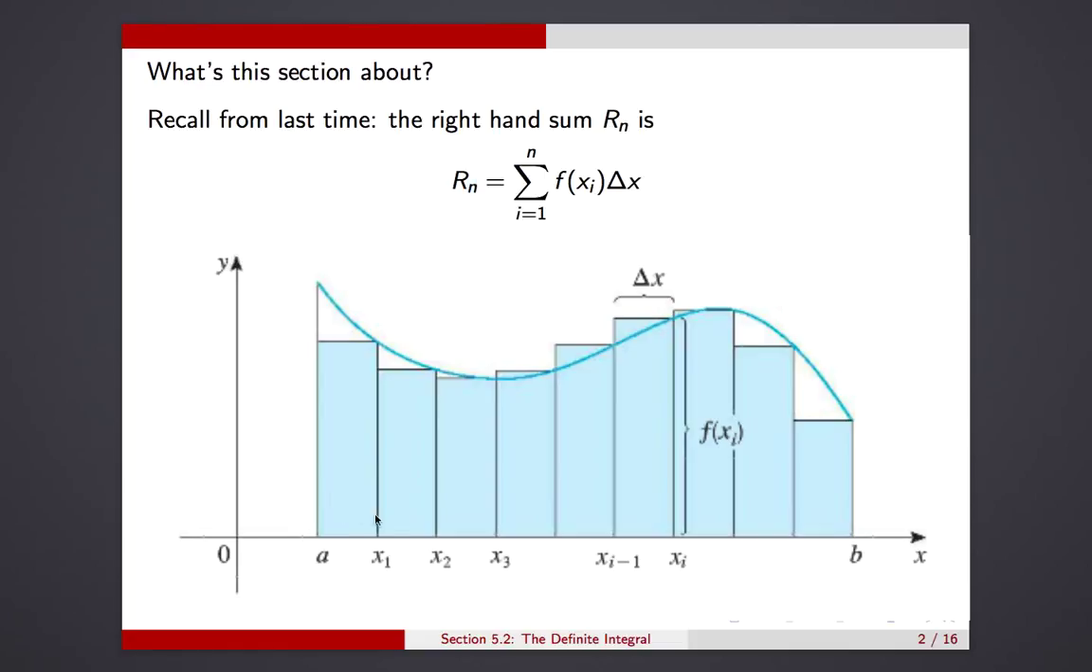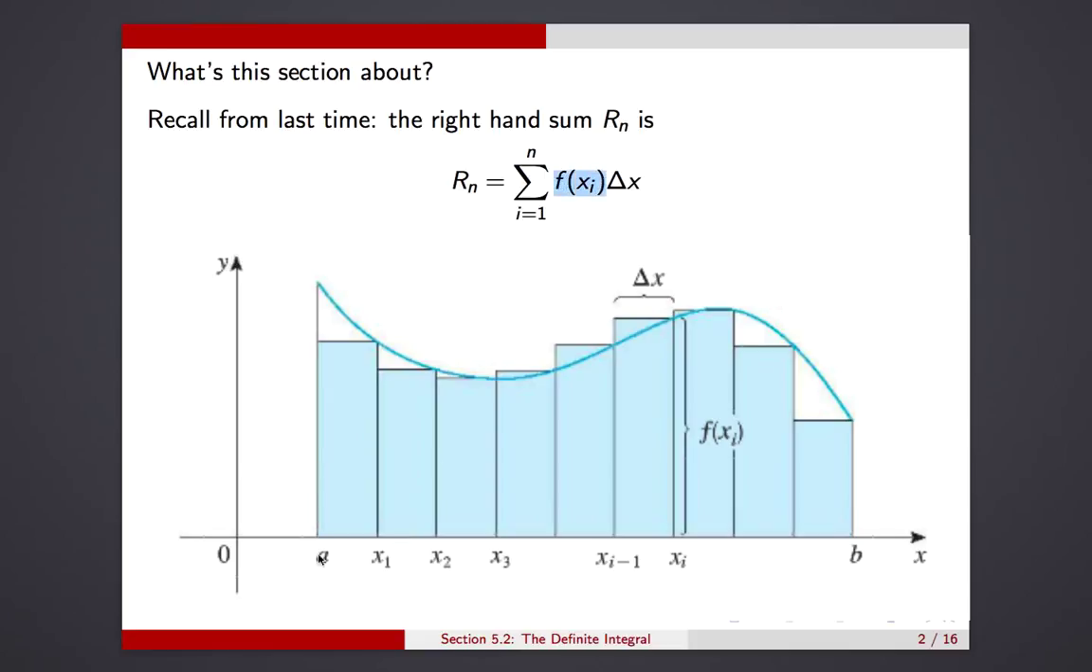So you chop it into n pieces, and each piece has the same length, so that these x1, x2, x3, all of those guys are equally spaced. So geometrically, that just means that your rectangles all have the same base length. So you have rectangles all the same length. Their heights, though, are different. The heights are given by the function itself.